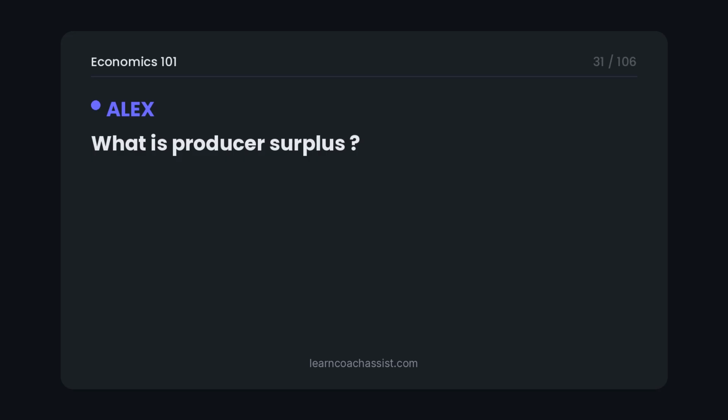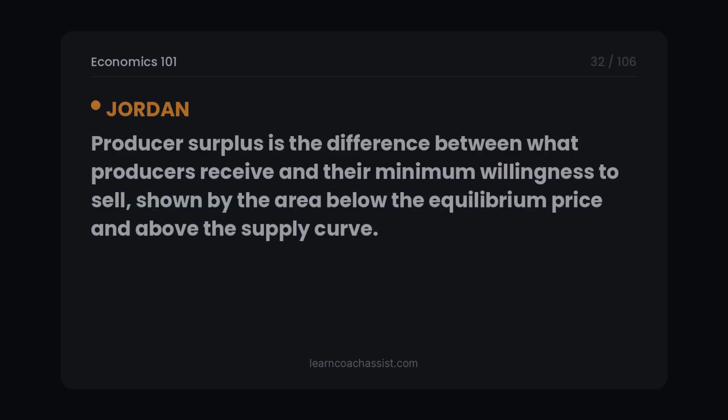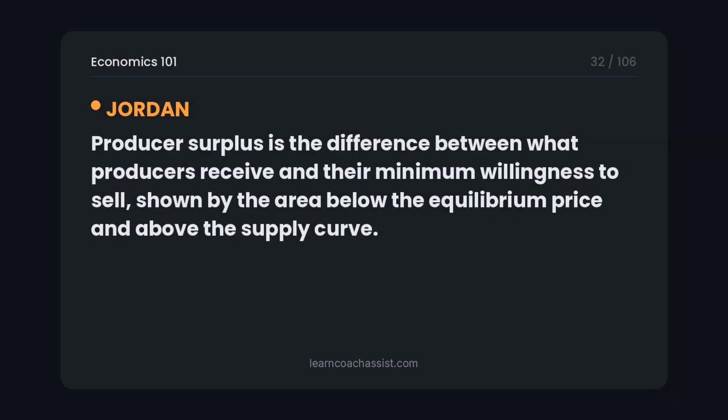What is producer surplus? Producer surplus is the difference between what producers receive and their minimum willingness to sell, shown by the area below the equilibrium price and above the supply curve.